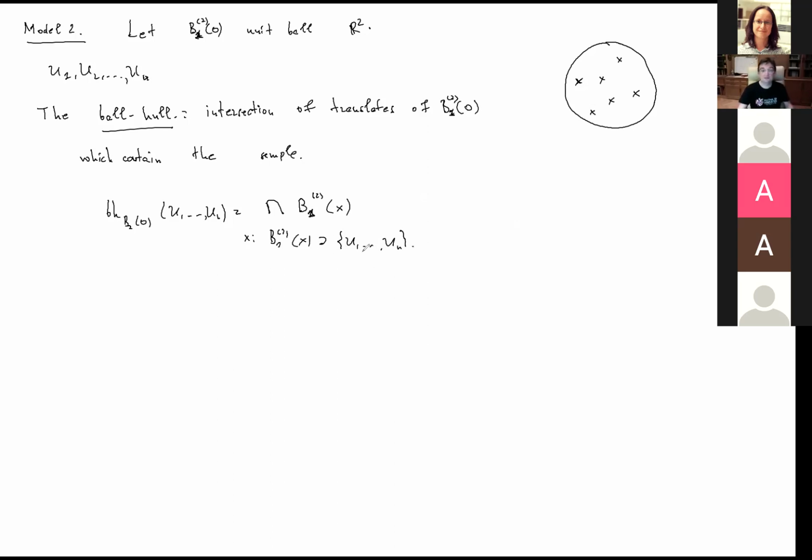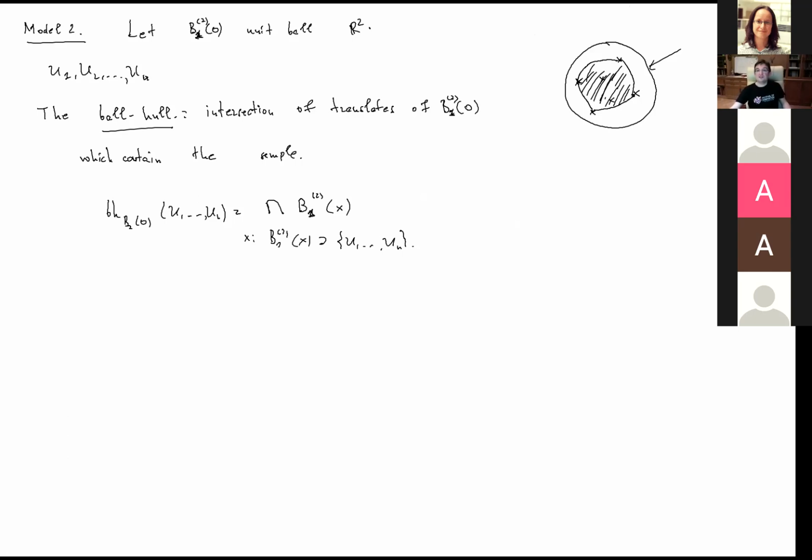So let's take a look at this picture. Imagine that you are moving this ball in all possible directions in such a way that the translated ball contains the sample. So what will you get as an intersection? You will get something like this. And this object is called the ball hull.